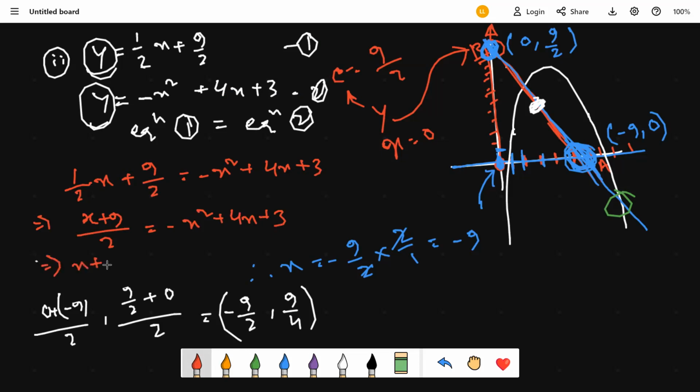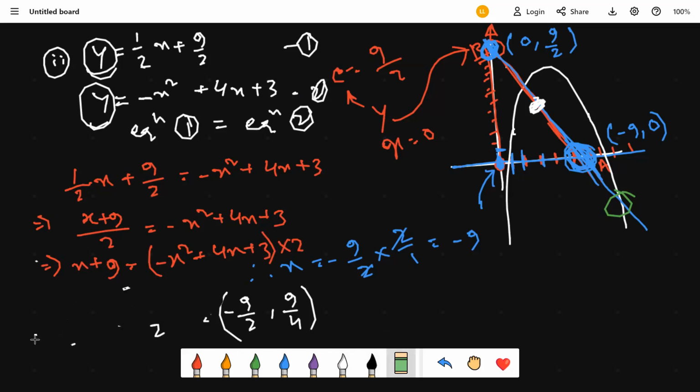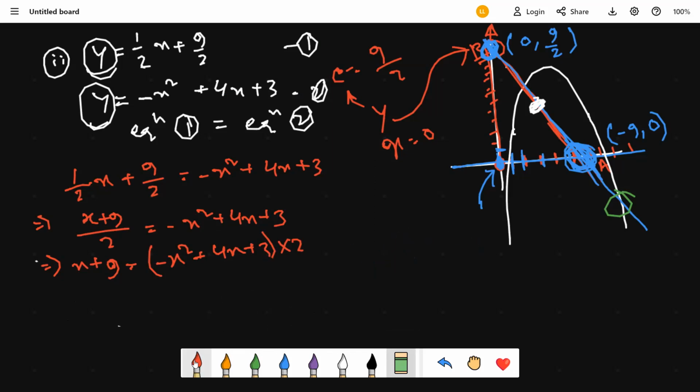making this part common, so x plus 9, and cross multiplying 2 to the right side. So 2 gets multiplied with all of them, isn't it? 2 individually gets multiplied with all of them. So we have x plus 9 equals minus 2x square plus 8x plus 6.